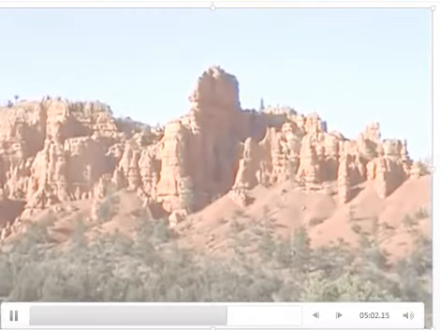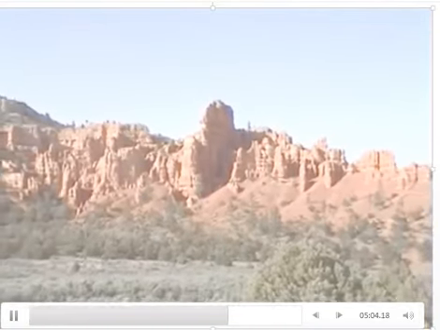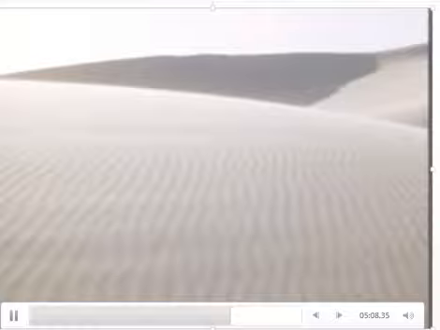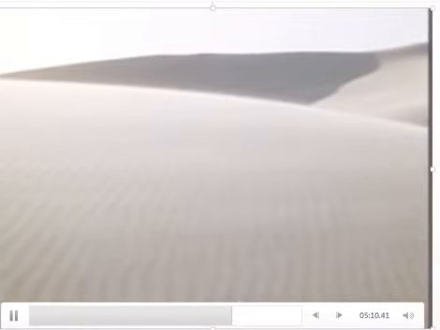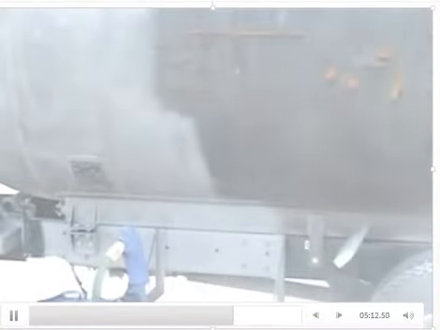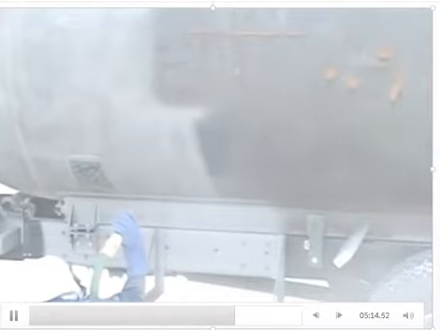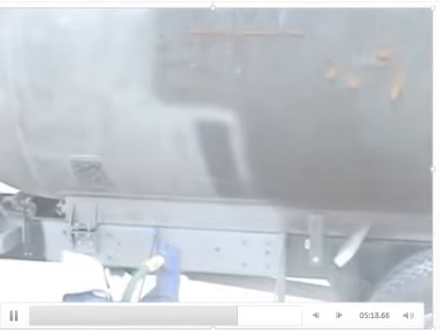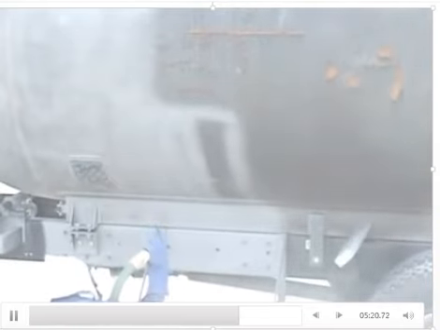This landform in Utah may have been smooth at one time. Desert winds carrying sand have weathered this surface. These workmen are getting ready to paint this truck. They're using this machine that blows air and sand to blast away the old paint. It's called a sandblaster.